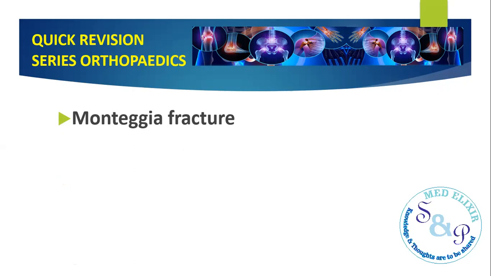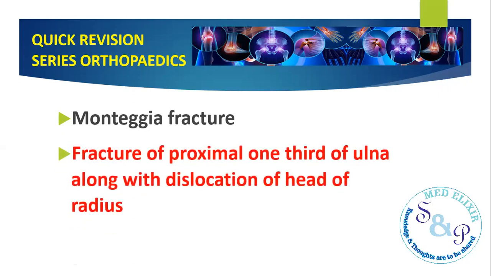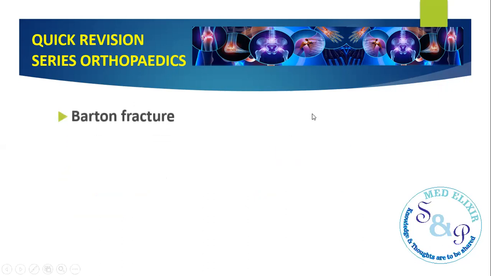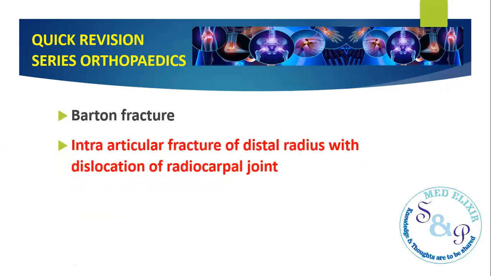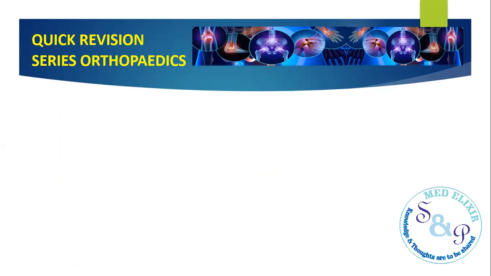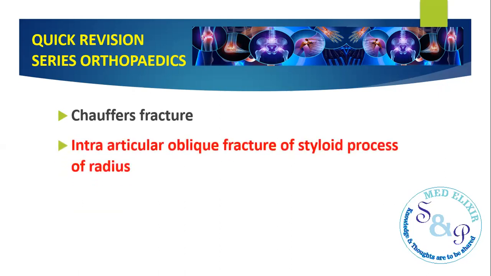Monteggia fracture: fracture of proximal one-third of ulna along with dislocation of head of radius. Barton fracture: intra-articular fracture of distal radius with dislocation of radiocarpal joint. Schaffer's fracture: intra-articular oblique fracture of styloid process of radius.